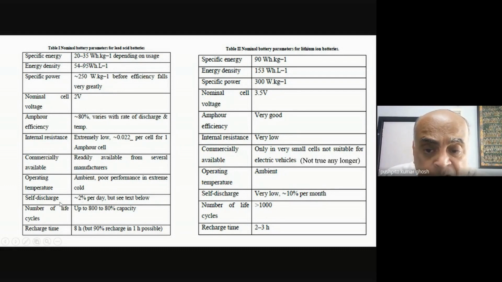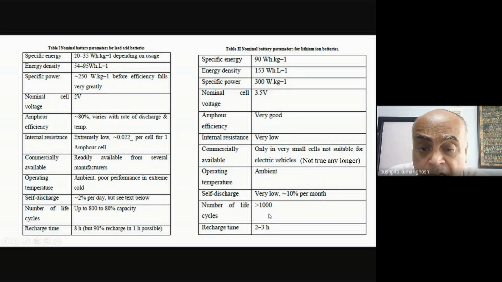Another great thing about the battery is that the self-discharge, which I talked to you about, is much lower here. It's about 10% per month. I think today it's even less because this slide is quite old. Whereas the lead acid battery would lose about 2% every day. So you're talking about 60%. So this is about 6 times better than that in terms of self-discharge.